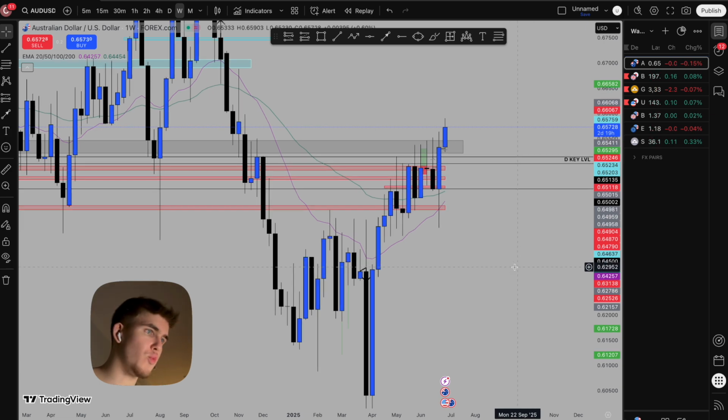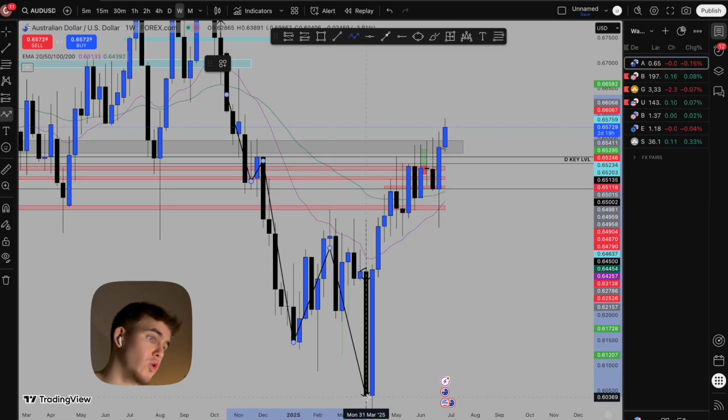So guys, let's start with the top-down analysis on the weekly time frame. You guys can clearly see here, price was literally showing us some big bearish momentum. Price was making lower highs to lower lows, lower highs to lower lows, and then price decided to pump back up, shifting structure, breaking structure, and starting making higher highs to higher lows.